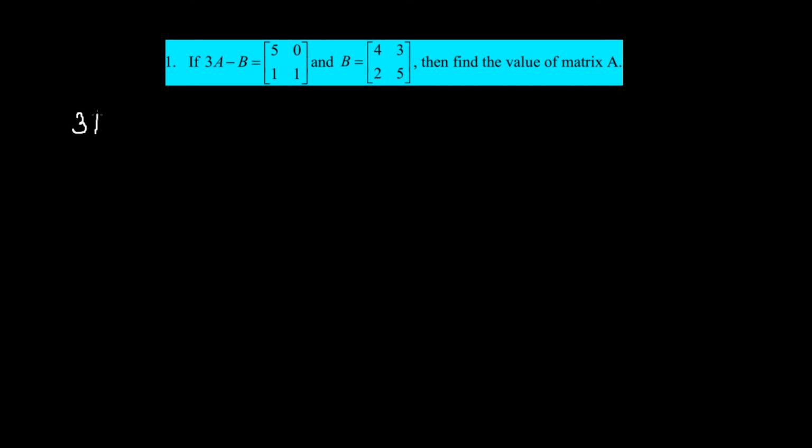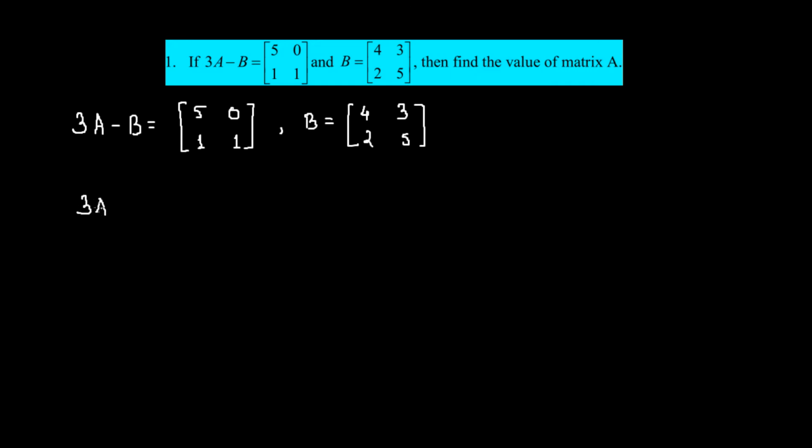It's given that 3A minus B is equal to 50 in the first row and 11 in the second row. And we're also provided with the value of matrix B, which has the elements 4 and 3 in the first row, 2 and 5 in the second row. So in order to find out the value of A, what we'll do is we're going to substitute the value of B into the first matrix equation.